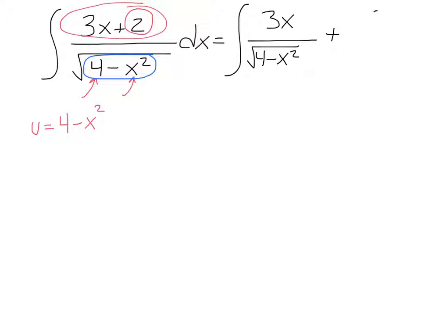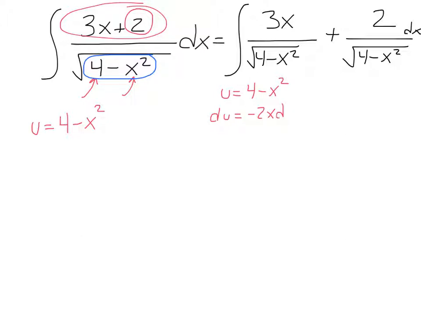Plus the 2 over the square root of 4 minus x squared dx. And now I have exactly what I was just saying. I have two different things being added together, so I can integrate them both separately. For the first one, this is going to be u substitution with 4 minus x squared being my u, and the derivative of u is negative 2x, which helps me get rid of the x that's in my numerator. The second one does not require u substitution.